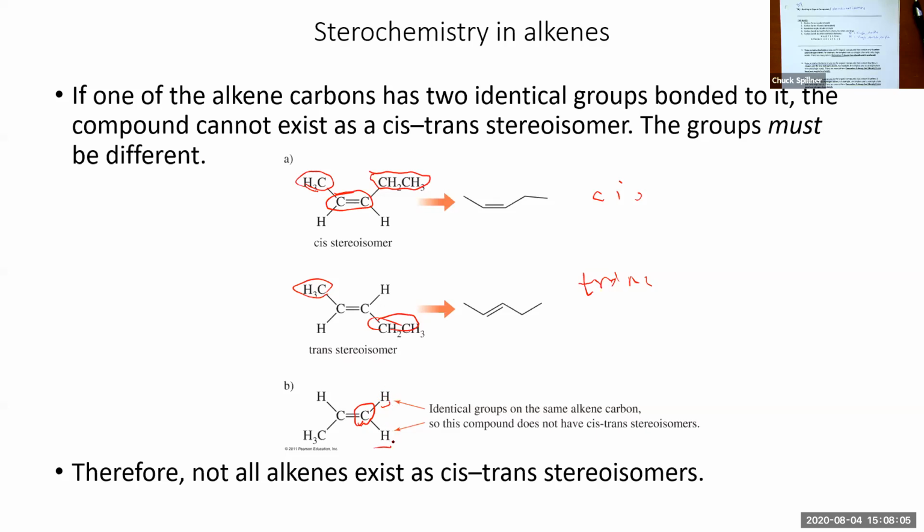And those 2 groups don't have to be hydrogens. They could be chlorine, chlorine. They could be CH3, CH3. They could be C2H5, C2H5. There's lots of, if they're the same group, then you can't have cis or trans. So the last statement, not all alkenes exist as cis or trans isomers.